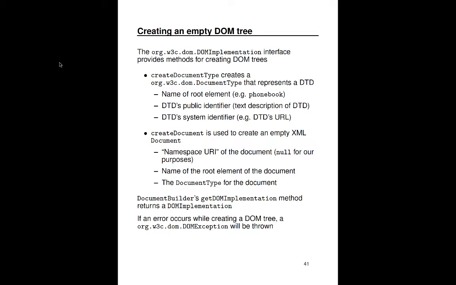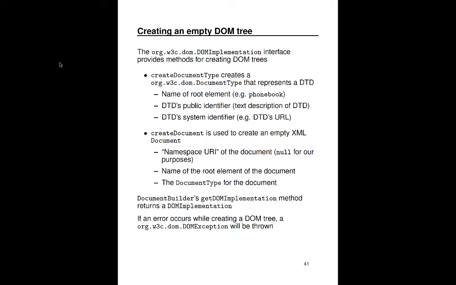The whole process of creating an empty DOM tree is initiated with a class called DOMImplementation. This is an object that creates DOM trees, the document itself. So the createDocumentType method will create a representation of the DTD, and there you give it the information that's in the DTD declaration. So the name of the root element, which would be phonebook in this case, and the public identifier and the system identifier of the DTD. And then once you have that, you can call the createDocument method. That'll create a Document object that is essentially empty. You can also give it information like namespace URIs.